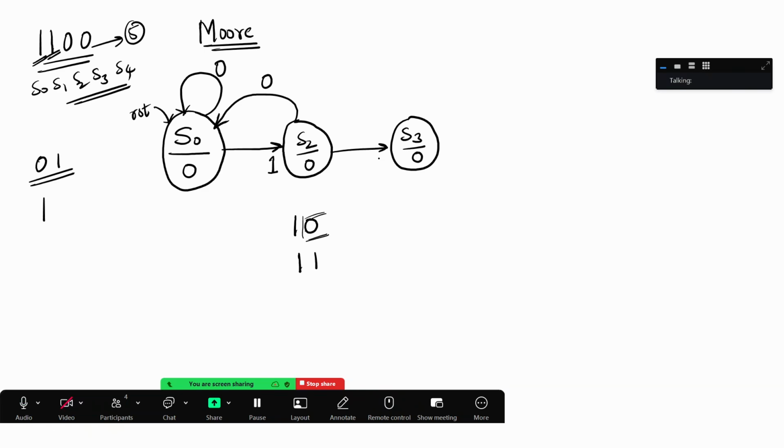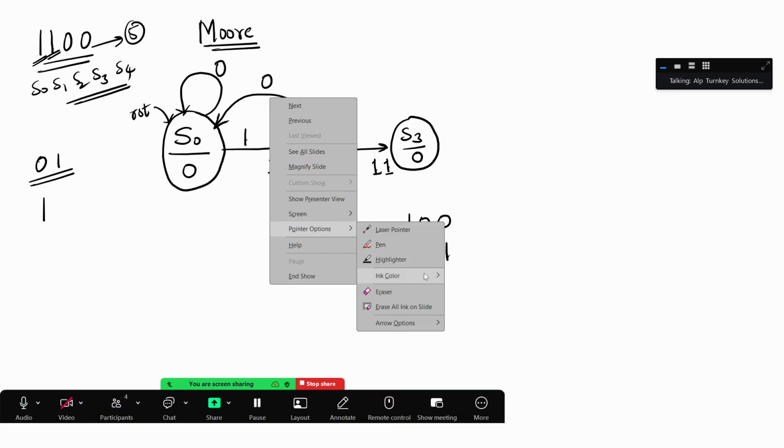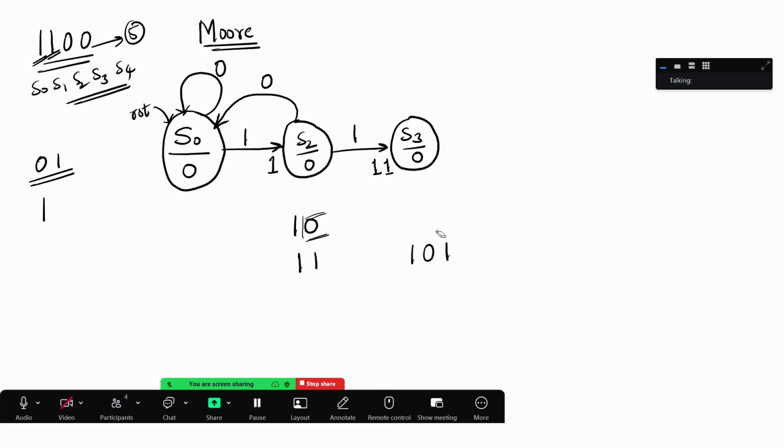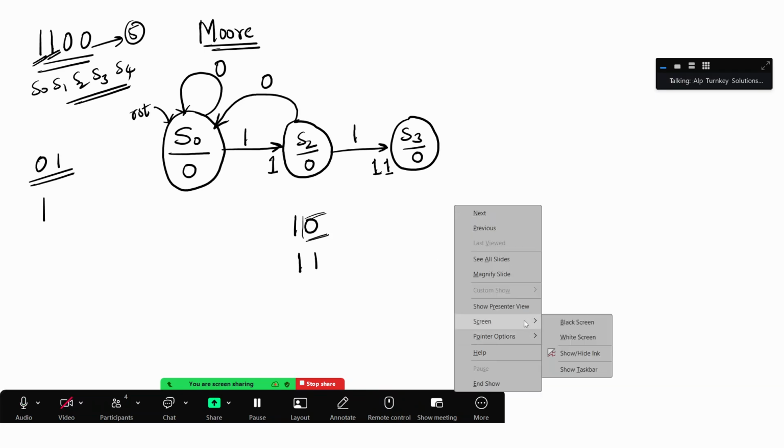And next, here I got the sequence 1 1. This is 1, and this is 1. At S3 I need to check for 1 0 0, next 1 0 1. So 1 0 0, 1 0 1. Here I need to check for 1 1 1 1. I got the sequence 1 1 0. Yes.